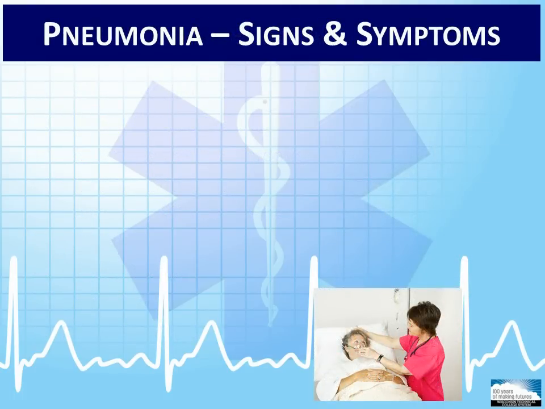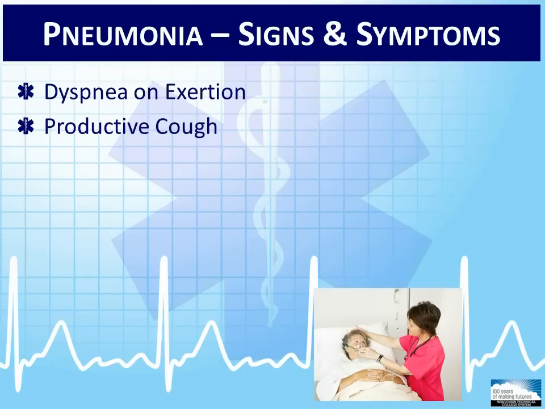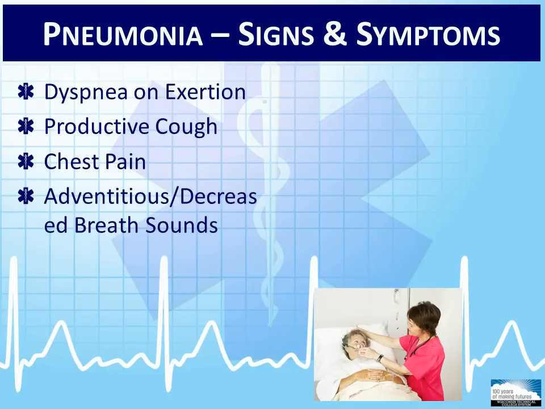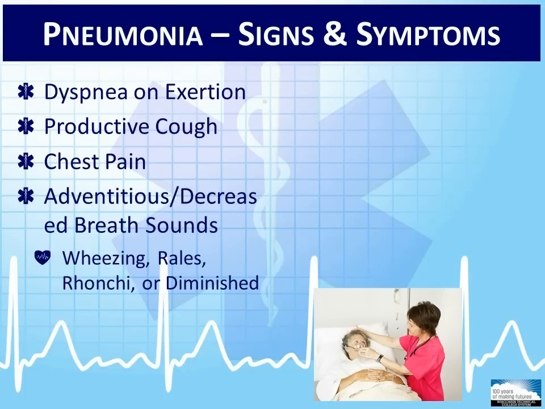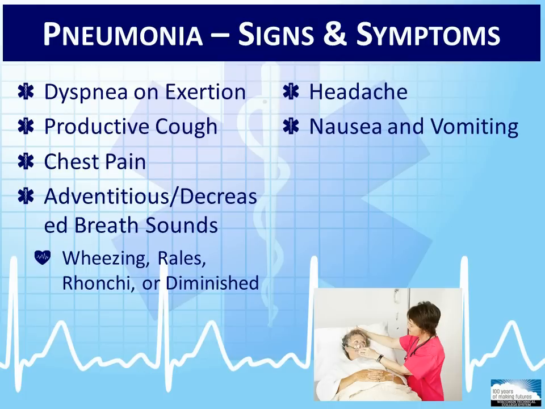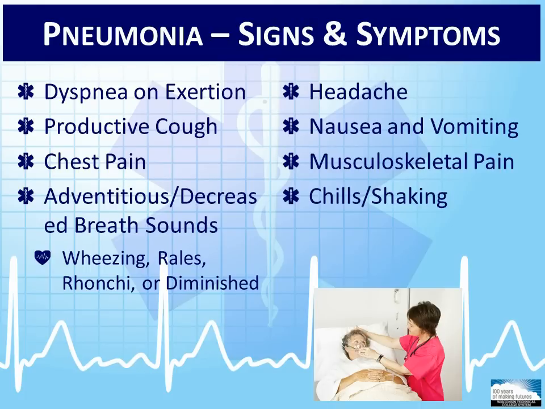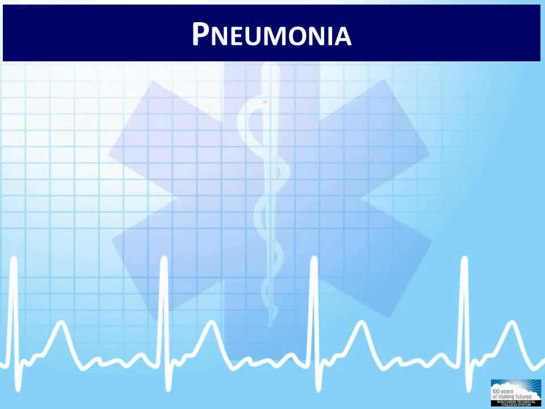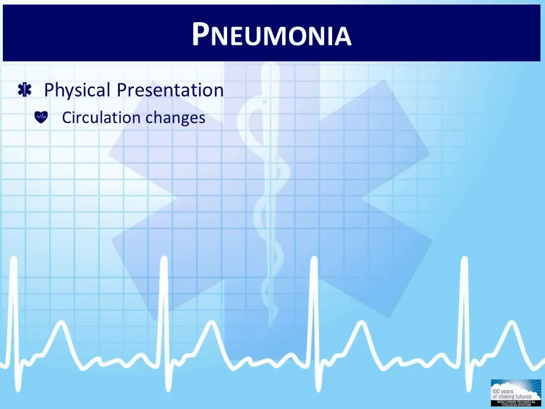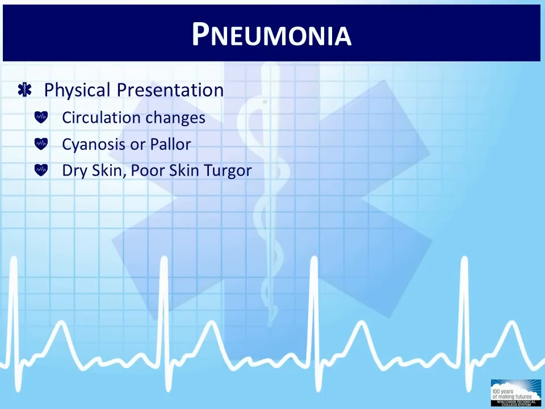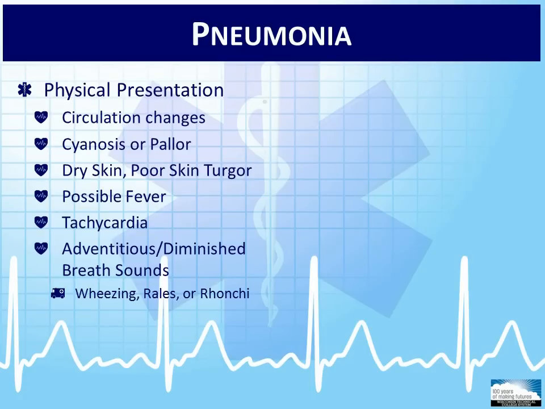Signs and symptoms of pneumonia include dyspnea on exertion, a productive cough with green, yellow, or bloody sputum, chest pain usually described as sharp that worsens on inhalation, known as pleuritic chest pain, adventitious breath sounds such as wheezing, rales, rhonchi, or diminished, headache, nausea, vomiting, musculoskeletal pain, chills, shaking, weight loss, and confusion. The geriatric patient with pneumonia may present with circulation changes, cyanosis or pallor, dry skin and poor turgor, fever, tachycardia, adventitious breath sounds such as wheezing, rales, rhonchi, or diminished, and possibly hypotension.